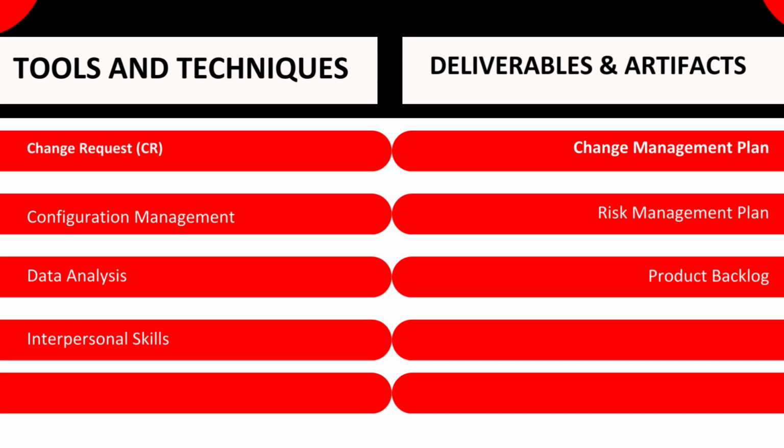Configuration management. Configuration management is the process of controlling changes to a product or service. Configuration management is important because it helps to ensure that the product or service meets the requirements of the stakeholders. Examples of configuration management activities: identifying and tracking all changes to the product or service, assessing the impact of changes on the product or service, approving or rejecting changes, implementing changes, testing and verifying changes.